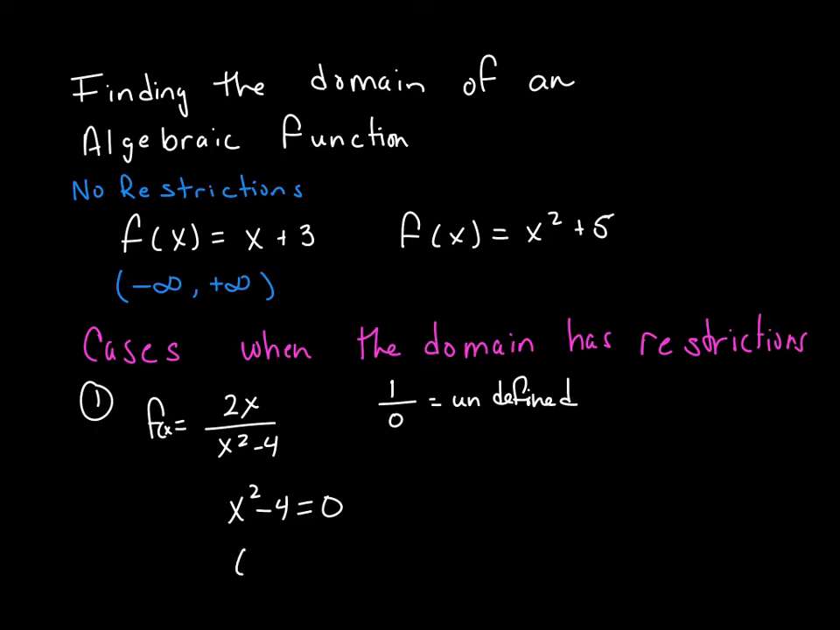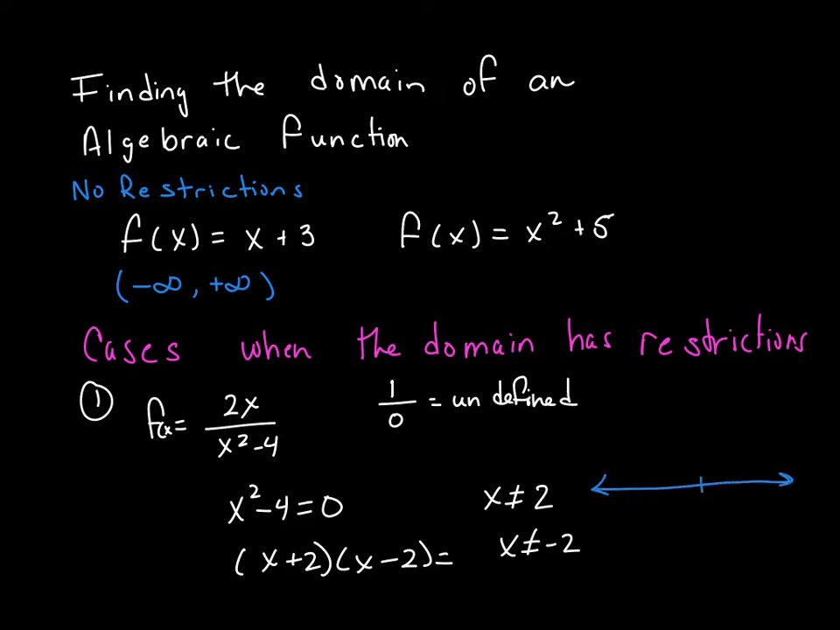So factoring that will give me x plus 2 times x minus 2. That's the difference of two squares. So the values that I am not allowed to have: x cannot equal 2 and x cannot equal negative 2. Those are outside of the domain. Now, you can write it this way, or using interval notation, going from the smallest to the largest.